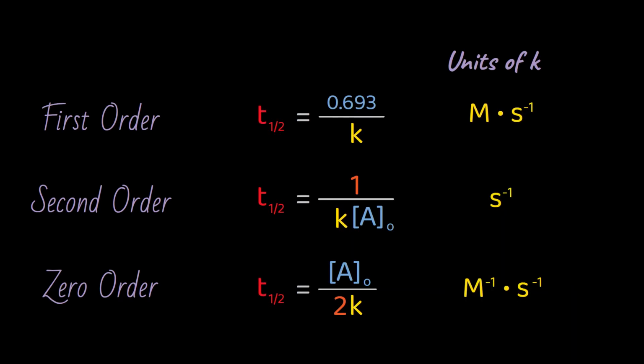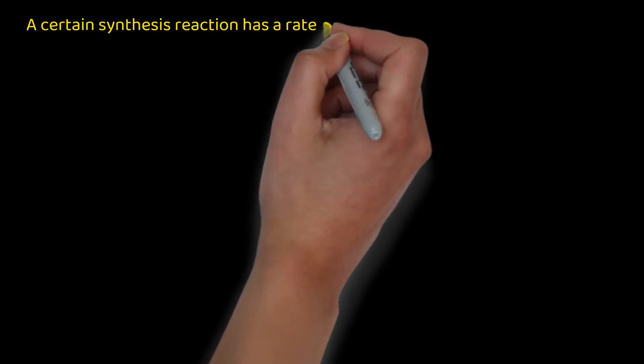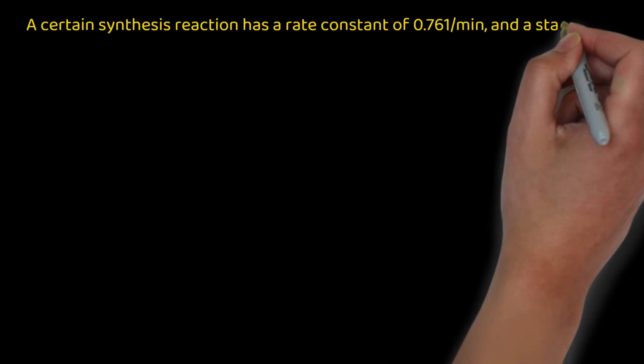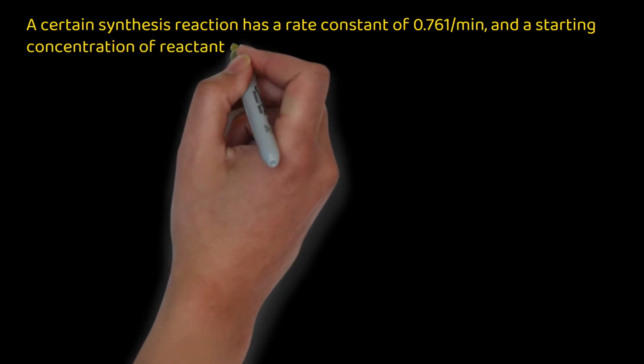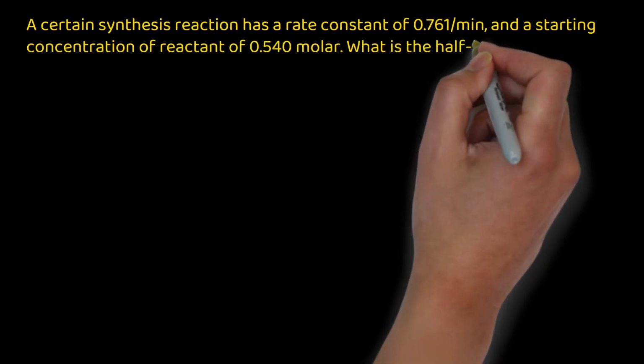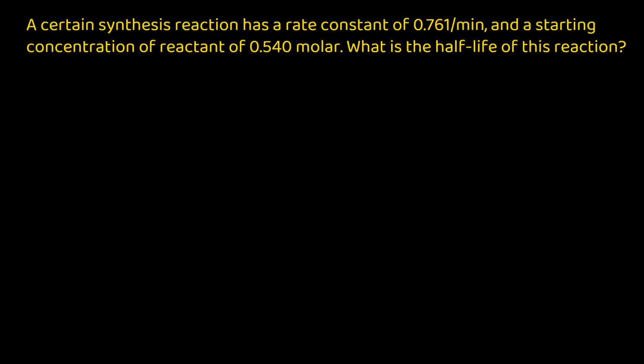It is important to note that while seconds and molarity are common units, we could have concentration and time in other units, but that wouldn't affect the reaction order. We will see that in our example. Let's give it a try. A certain synthesis reaction has a rate constant of 0.761 per minute and a starting concentration of reactant of 0.540 molar. What is the half-life of this reaction?